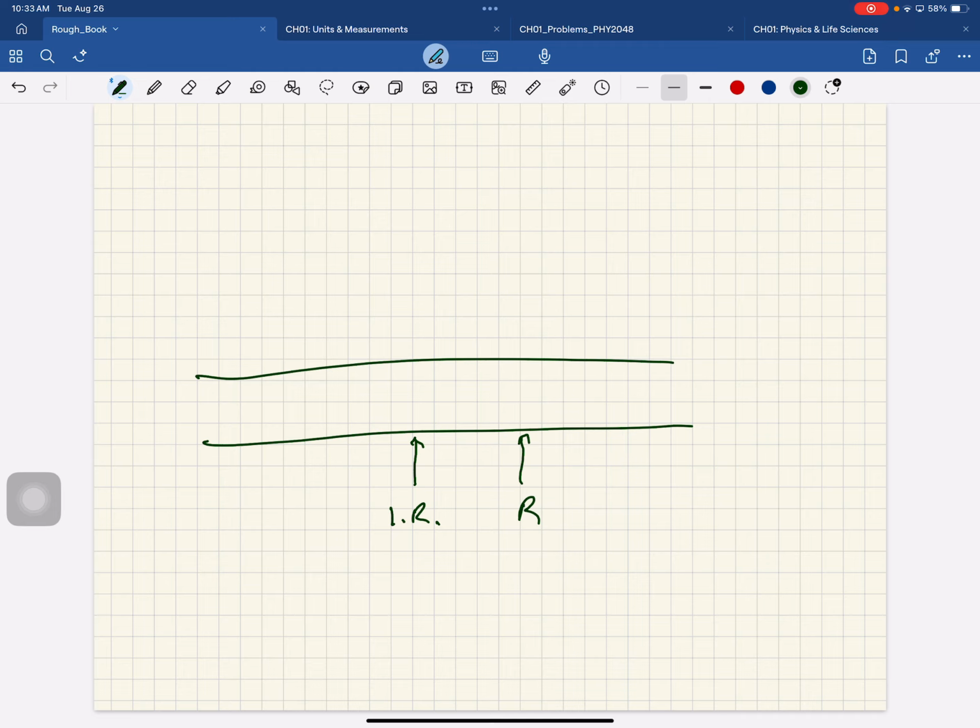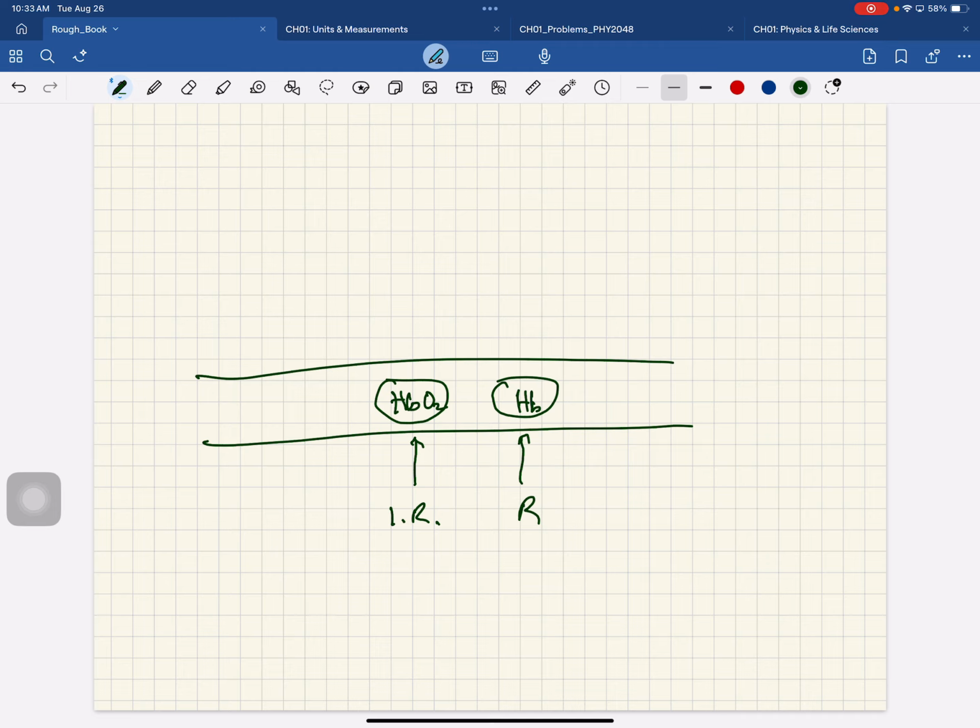Now, here's the notation. This is hemoglobin, and this is oxygenated hemoglobin. So the red blood cells with hemoglobin which has oxygen attached to it. And here's hemoglobin, which doesn't have oxygen attached to it.